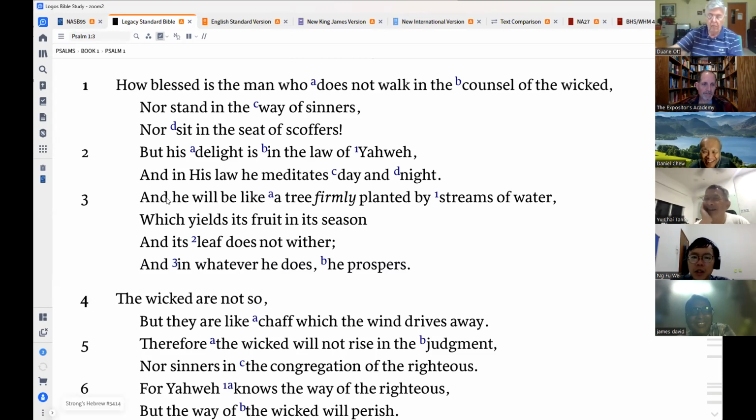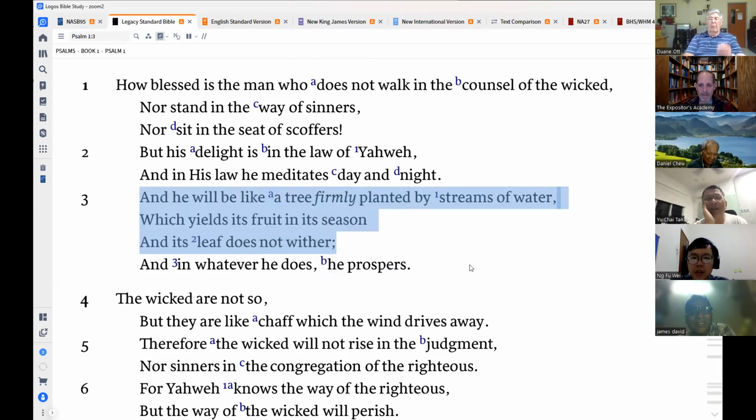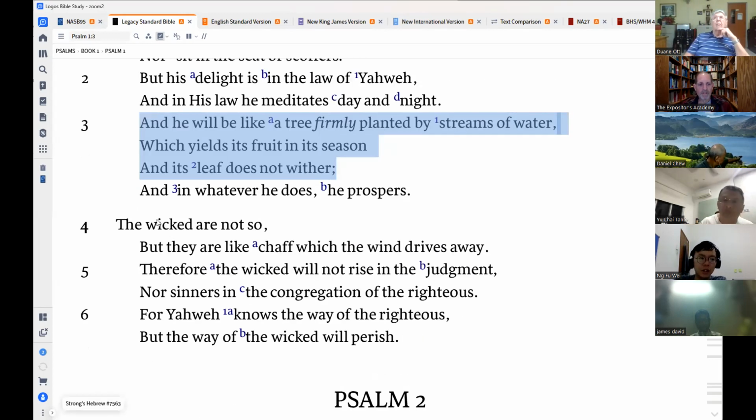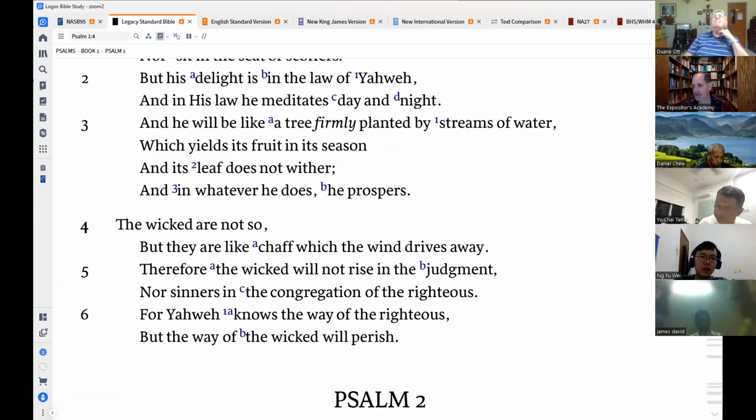No, just the image, describing the tree and the impact that would have on the original hearers. Yes, this person is stable and productive and fruitful and blessed. All of those ideas come to mind just by this description. But then notice there's another image presented in this poem. In verse 4, it's a brief statement, but it still presents an image.